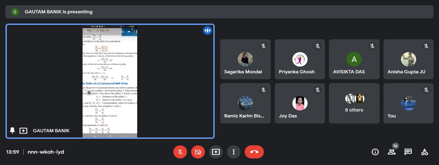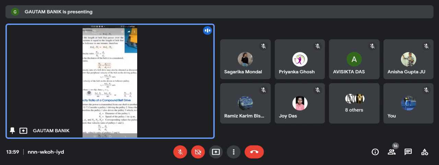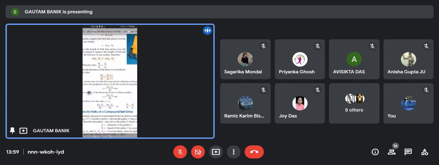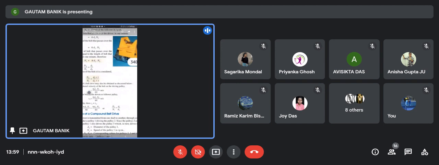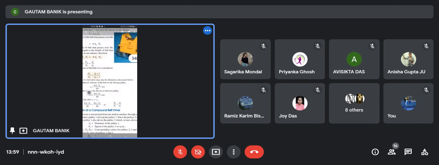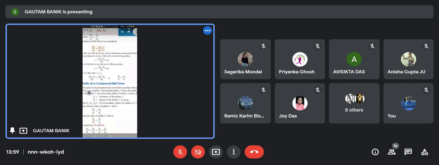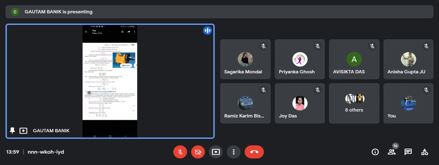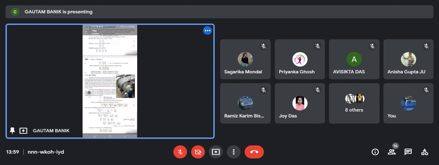the ratio of the speed of the last pulley and the first pulley is equal to the product of the first pulley, third pulley, and fifth pulley, etc., the odd-numbered diameters, divided by the even-numbered diameters. This is the velocity ratio. For individually just two pulleys, N2/N1 is equal to D1/D2, but for the compound case it is different, and you have to do it this way. Okay. Then the next one is coming.